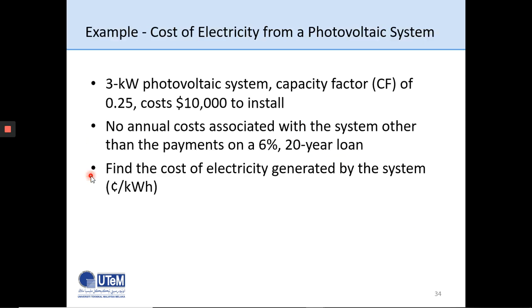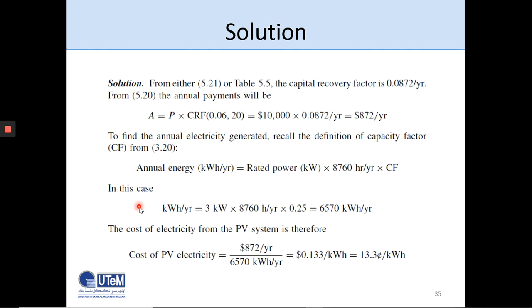Okay, so let's look at an example. Let's say we have a 3 kilowatt PV system. The capacity factor is 0.25 and the cost to install is 10,000. This is an old example when the price of PV was still expensive. There is no annual cost associated with the system other than the payments. The loan is a 20-year loan and the interest rate is 6%. We need to find the cost of electricity generated by the system. So how do we do this?